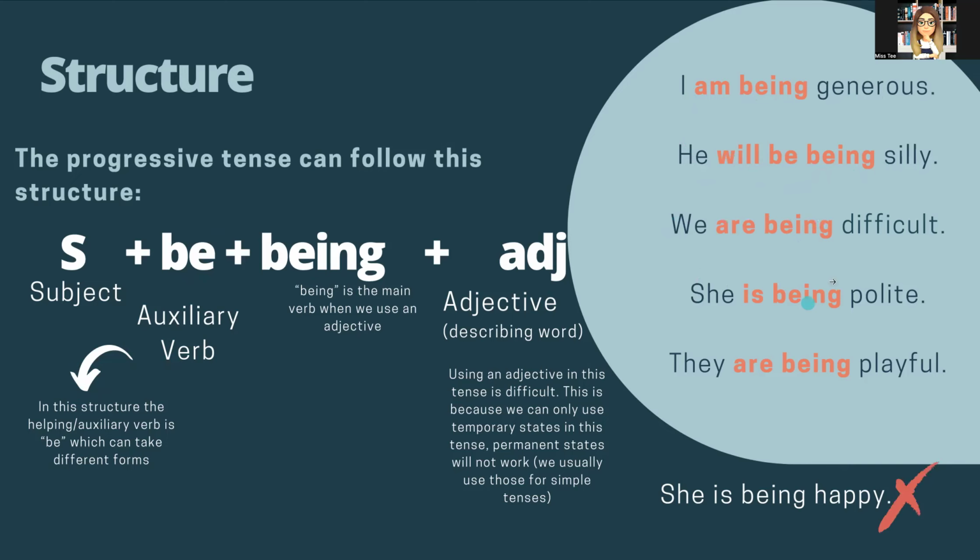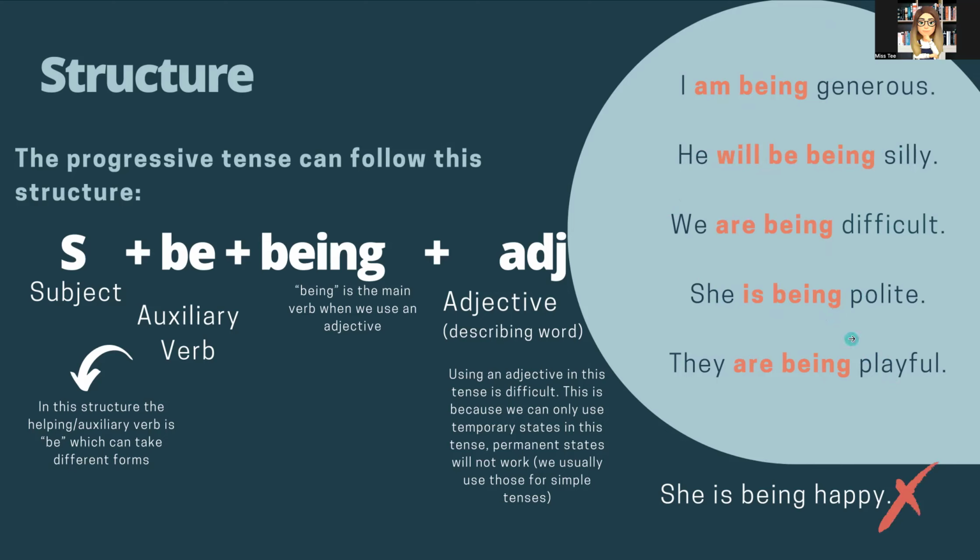She is being polite. They are being playful. So for all of these, we have subject plus whatever the form of be is. So here we have will be, we have am, is, are. Whatever the form of be is, that's correct. But no matter what, we always have being, the main verb right after, always with the ing to show it's continuous. And then we have an adjective.